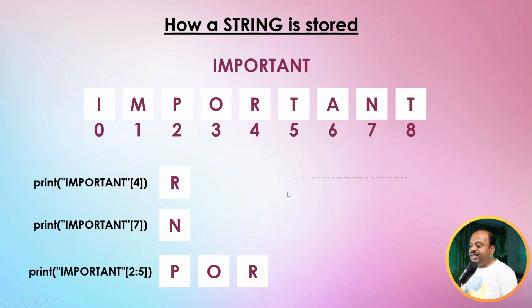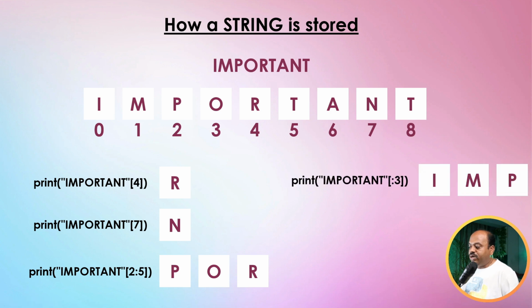Similarly, if I write print important and :3, what it will do is it will print the characters of the string starting from the beginning up till the 3rd index but not the 3rd index. So starting is I, M and P. It will not print the 3rd index.